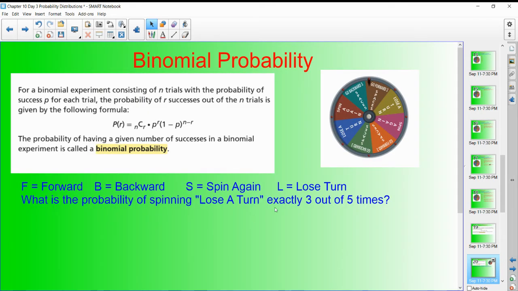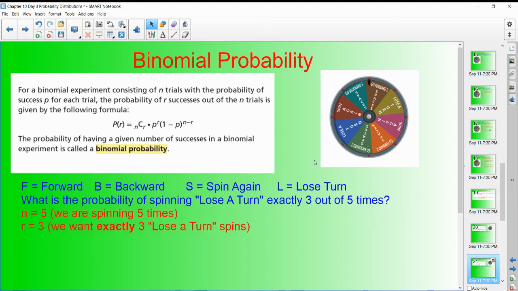So let's look at how this formula is created, doing the same experiment we just did. Same spinner, same lose a turn, exactly 3 out of 5 times. So the first thing we need to know is how many trials we're doing and how many successes we want, or how many times we want this event to happen.